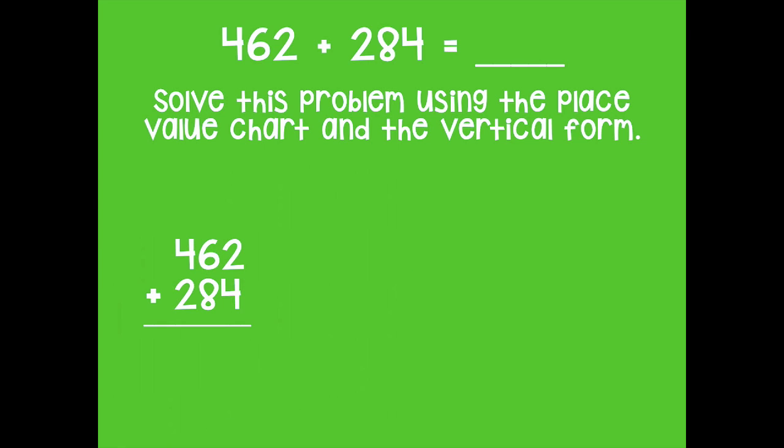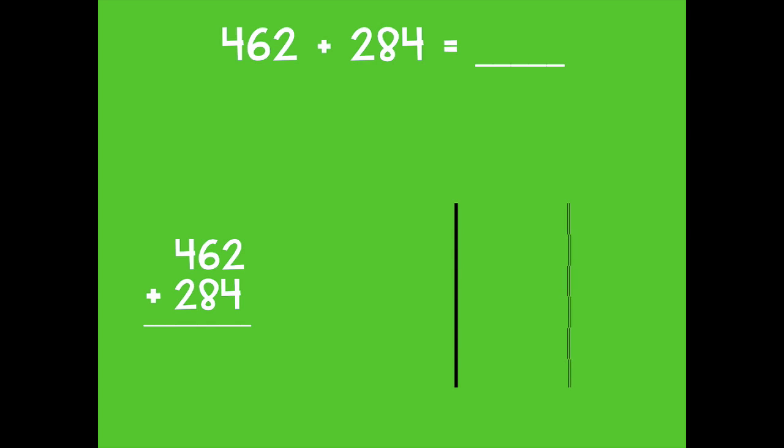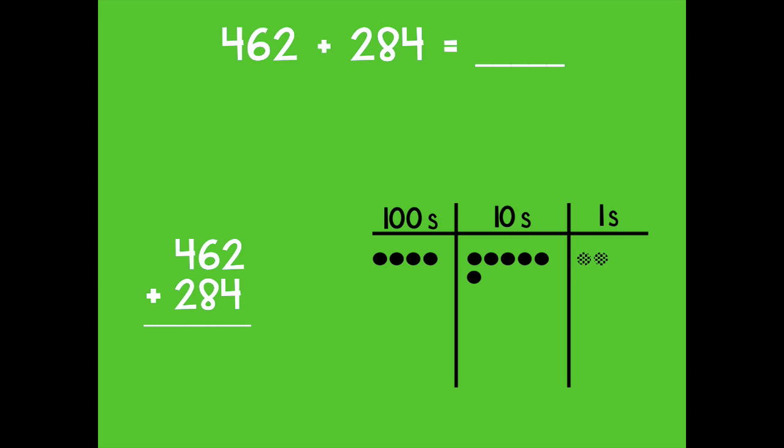All right, friends, pause if you need more time. Otherwise, here we go. So again, we need to draw our place value chart again real quick. We are going to model 462 as 4 hundreds, 6 tens, and 2 ones. Then we model 284 as 2 hundreds, 8 tens, and 4 ones. We start in the ones place. 2 ones plus 4 ones. Oh, that's only 6, so I don't have to bundle anything. So I can just put 6 in my answer.